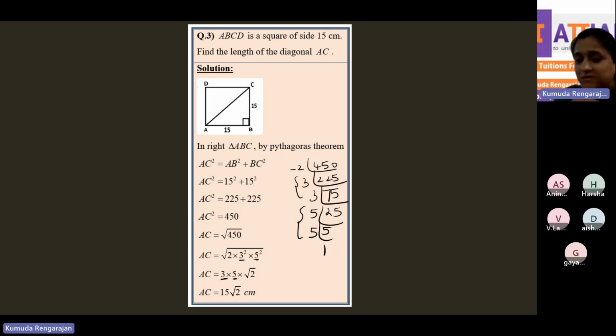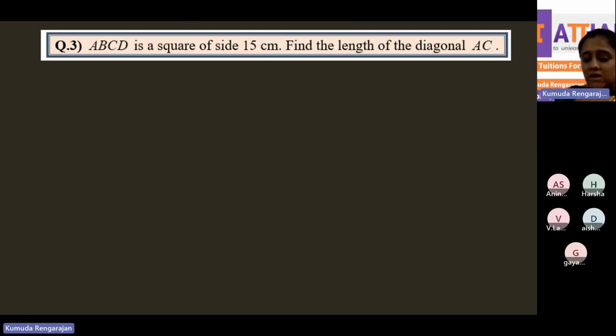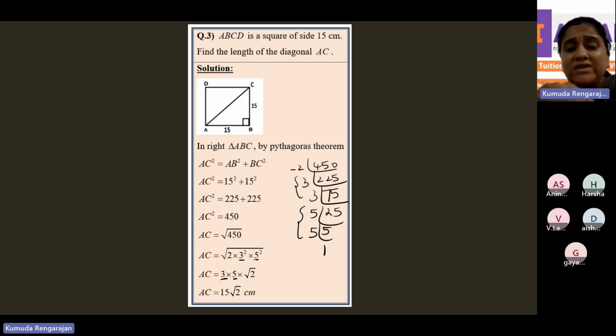Now, I'm sure your question will be, when you can do it so easily and quickly using the formula, why this method? You should also know that you can find it like this, that such a thing exists. For that sake, I have presented the answer like this. In the exam, you don't have to do this method. You can use a formula, root 2 into side, and finish it.